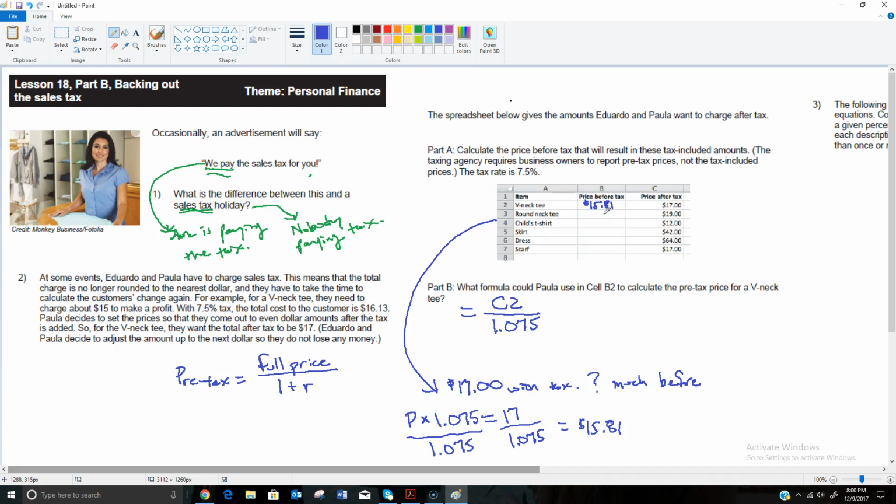The next one would be the same, but with a 3, so this would be C3 divided by 1.075. This would be C4 divided by 1.075, and that would back us out of the tax all the way down.